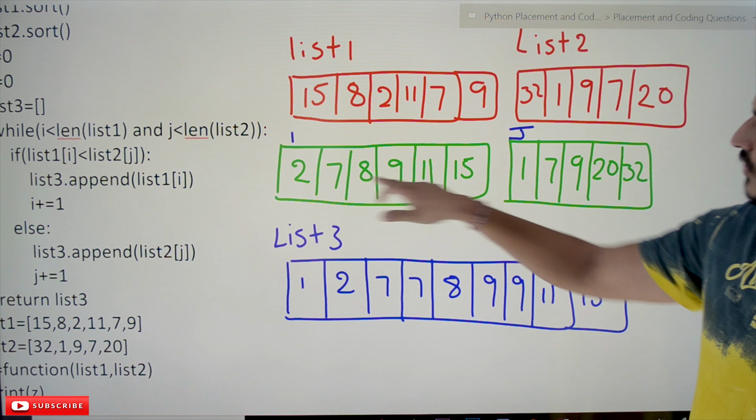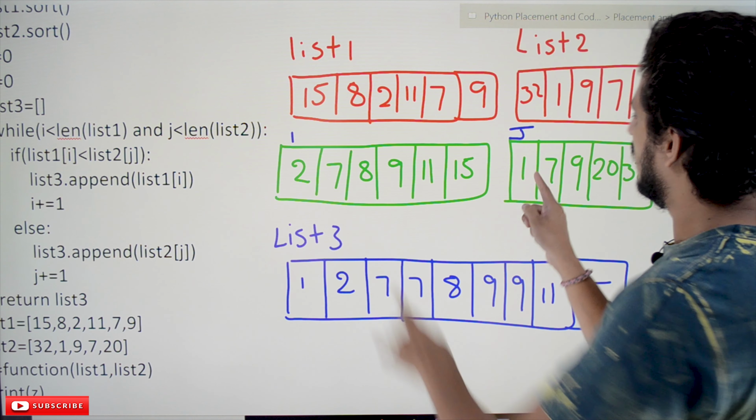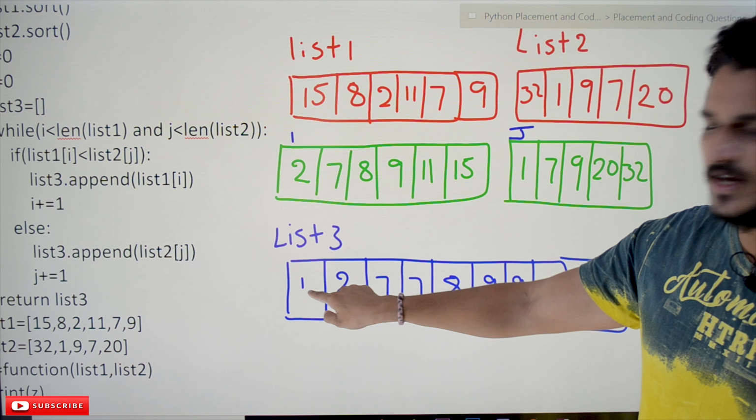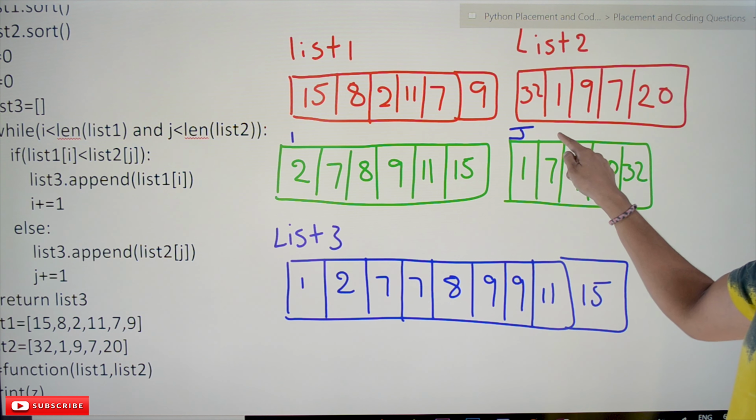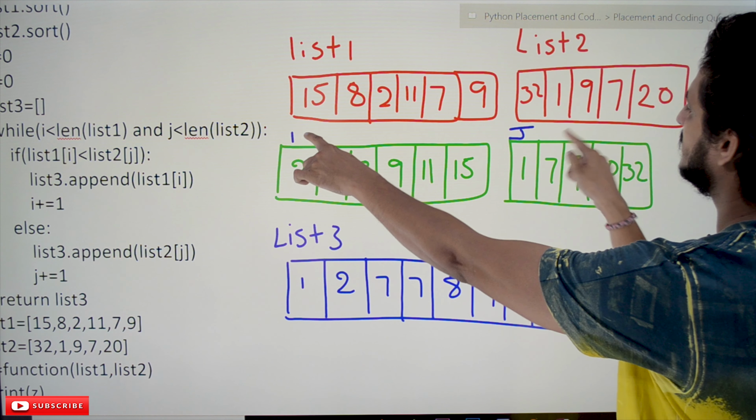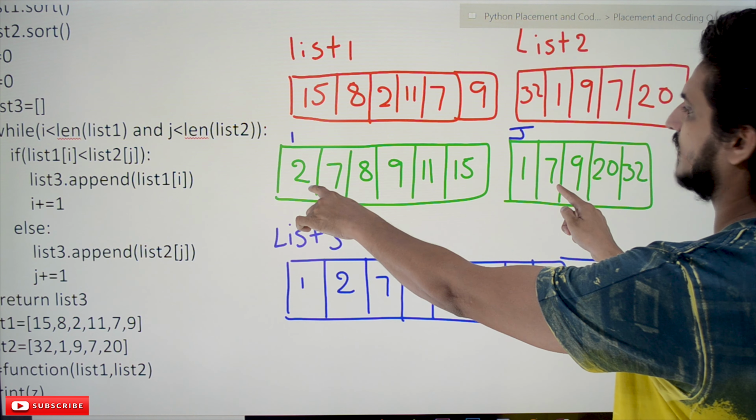i starts at the 0th position, j starts at the 0th position. They are checking the elements 2 and 1, which one is less? 1 is less. So they move this element into the third list and increment j. j moves here. Now again i, j: 2 and 7. Which one is smaller? 2 is smaller. So move the element 2 down and increment i.